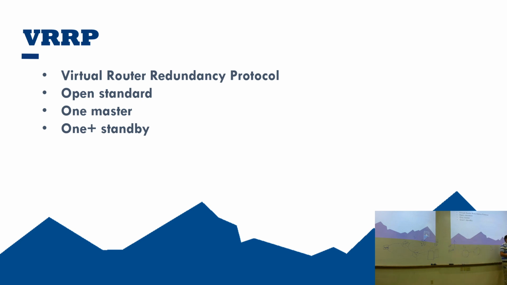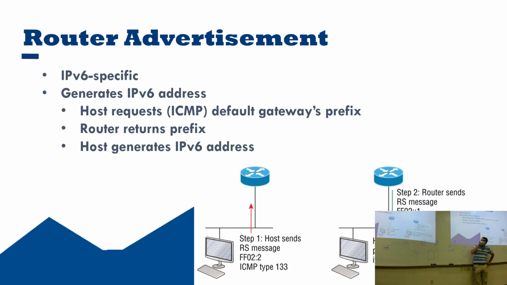You have different options. Will they be as fast as a $2,000 or $3,000 router? Obviously not. But would they be able to support gigabit routing? Absolutely. So you've got different options. That's basically VRRP.